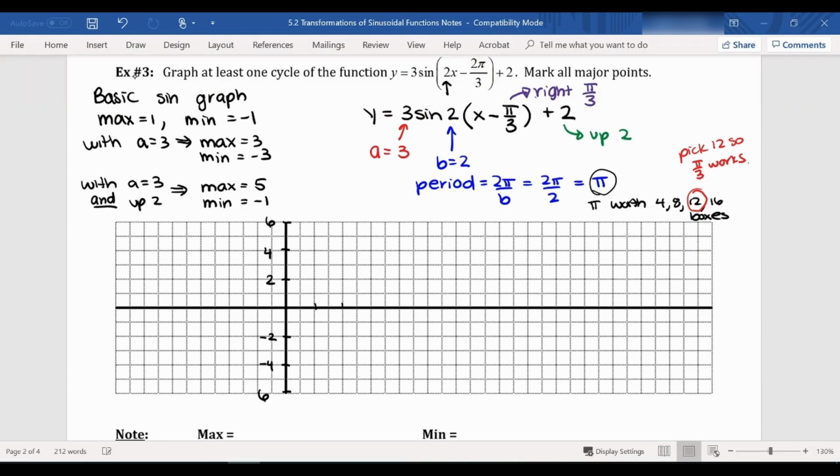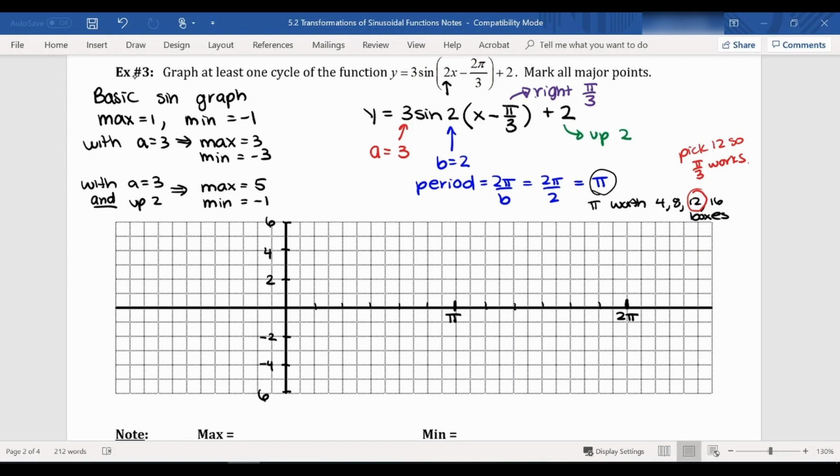So 2, 4, 6, 8, 10, 12. That's going to be pi. And 2, 4, 6, 8, 10, 12. That would be another pi. Okay. It says at least one cycle, so we can graph 1 or 2. It's up to us. Okay.